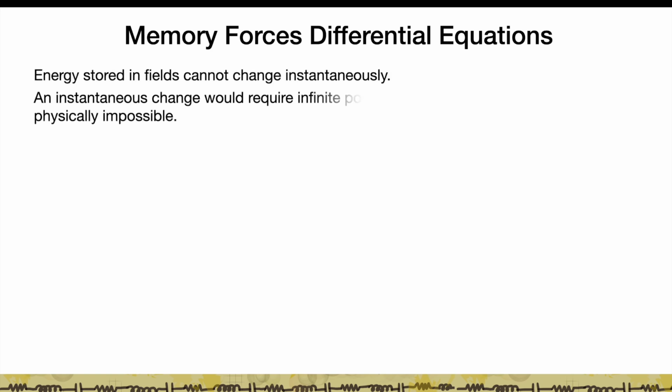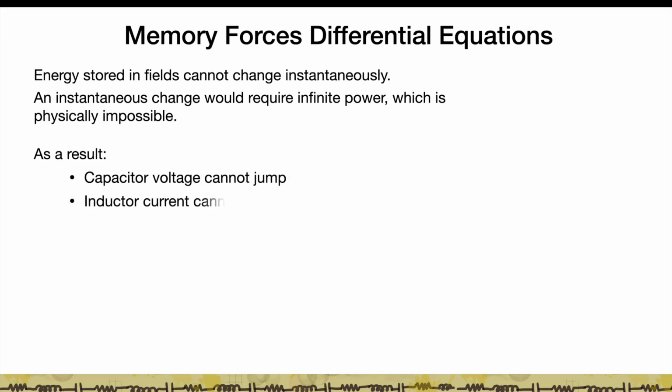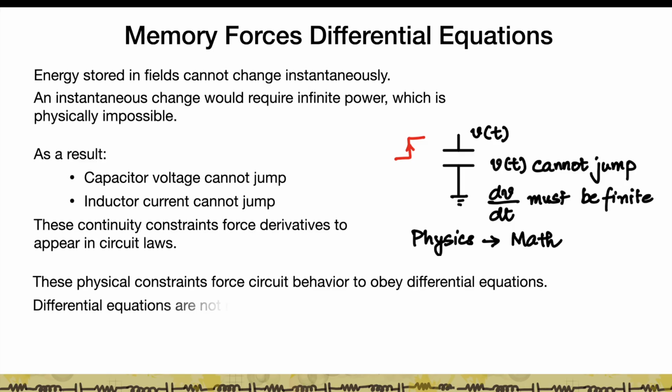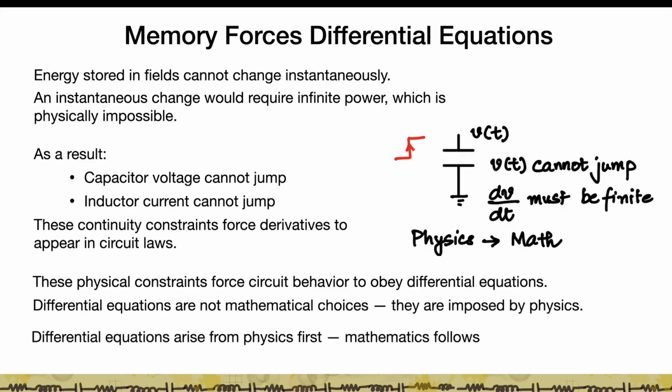So, why do differential equations appear in circuit analysis? Not because mathematicians like them, but because physics demands them. A capacitor voltage, for example, cannot jump instantaneously. That would require infinite power, which is physically impossible. This physical constraint forces derivatives into our equations. Mathematics is simply recording what physics allows. So differential equations arise from physics first. Mathematics follows.